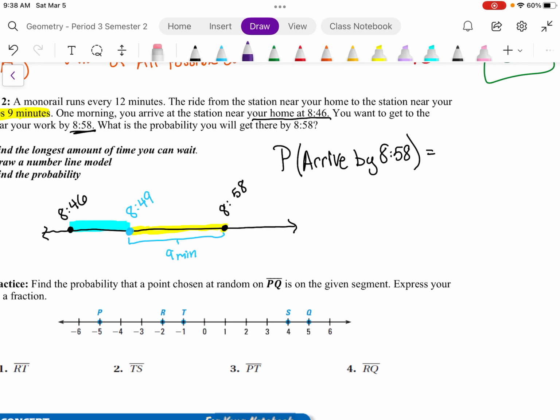So the total number of minutes between 8:46 and 8:49 would be 3 minutes, because we would count 8:46, 8:47, that would be 1 minute, 8:48 would be 2 minutes, and 8:49 would be 3 minutes. 1, 2, 3. So we would have 3 minutes over, and we don't know when the train is going to come, so it could come between any of this time period. So we knew this section here was 3 minutes. We know the second section was 9 minutes, so it could be a total of 12 minutes between when the train could come.